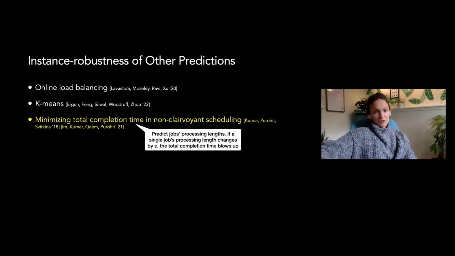There's also been work on minimizing total completion time and non-clairvoyant scheduling. Non-clairvoyant scheduling is when jobs arrive and you don't know the processing length of them. So you just have to start running the job, and it's only when the job is completed that you learn its processing length. So here, what has already been studied, but again, not said in this language, is that for this problem, predicting the job lengths that will arrive is very non-instance robust, and it's caused a lot of problems in studying this problem.